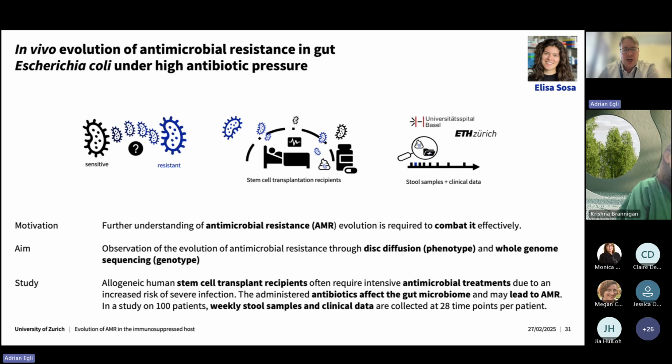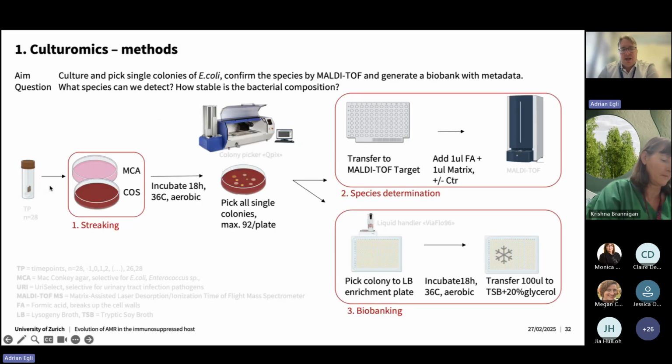So let me first start with the first PhD student. This is Elisa, a very talented PhD student. She has started here with this work and really tries to answer the question, what is genetically happening in these cohorts, from sensitive to resistant, and obviously in this period where a lot of antibiotics are given, for example, due to neutropenic fever, and then there's a direct exposure to antibiotics. What she does is she takes stool samples, she streaks them out on 2 different plates.